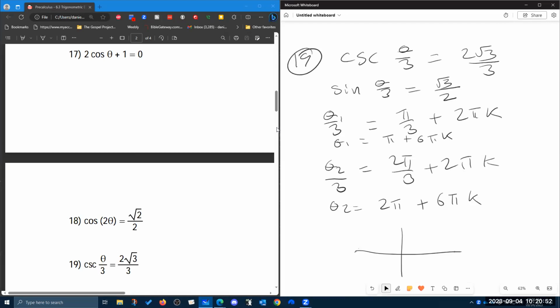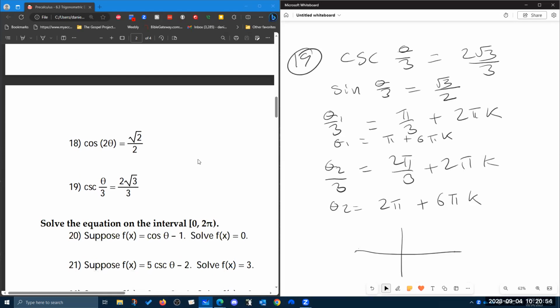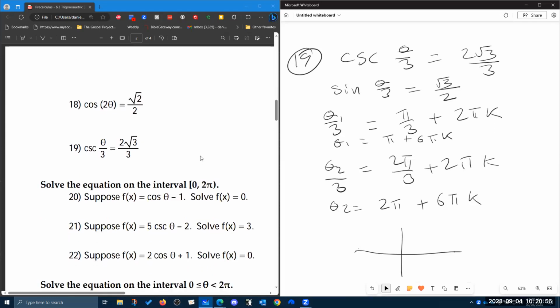So that's it for this set of problems. Next time we're going to come back and we're going to solve some equations again on the interval of 0 to 2pi, but we're going to find points of intersection here. So come back and we'll talk about that next time.